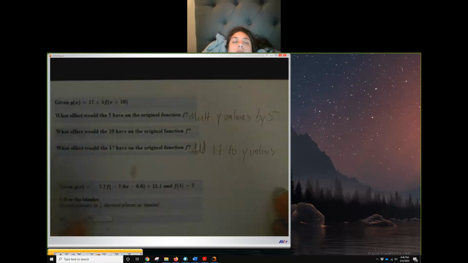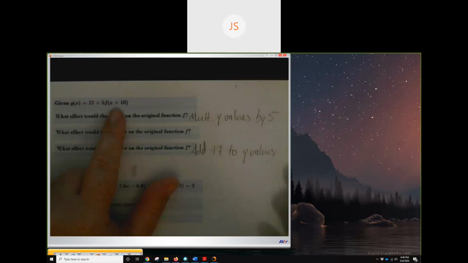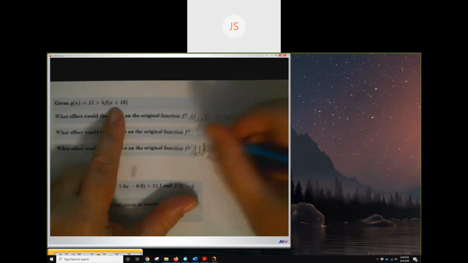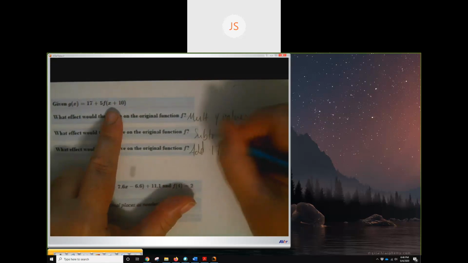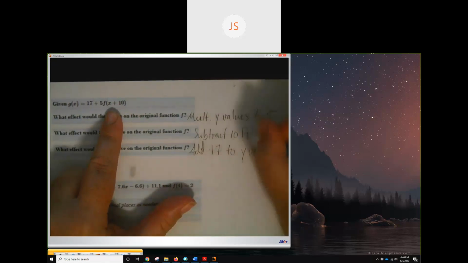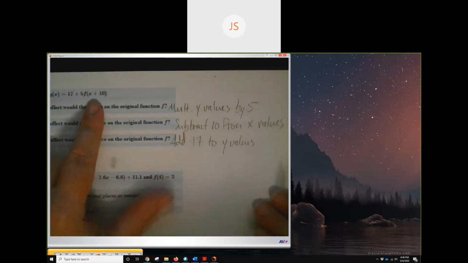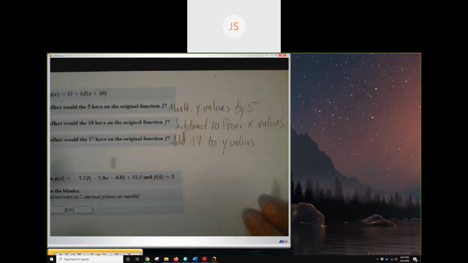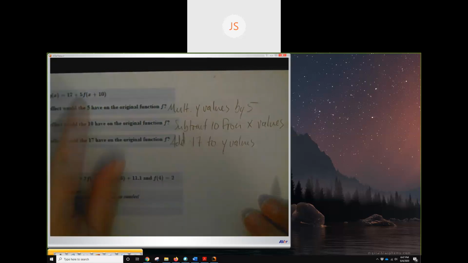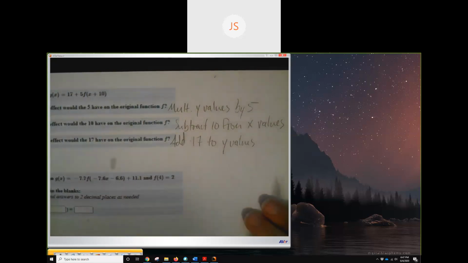And now on the inside of the parentheses, we're going to be affecting the x values, and you're going to do the opposite of what you think. So if this is an x plus 10, then you subtract 10. So again, inside the parentheses, the rules are the opposite. If you have a plus 10, you subtract. If you're multiplying the x, you actually divide the x's by that number.